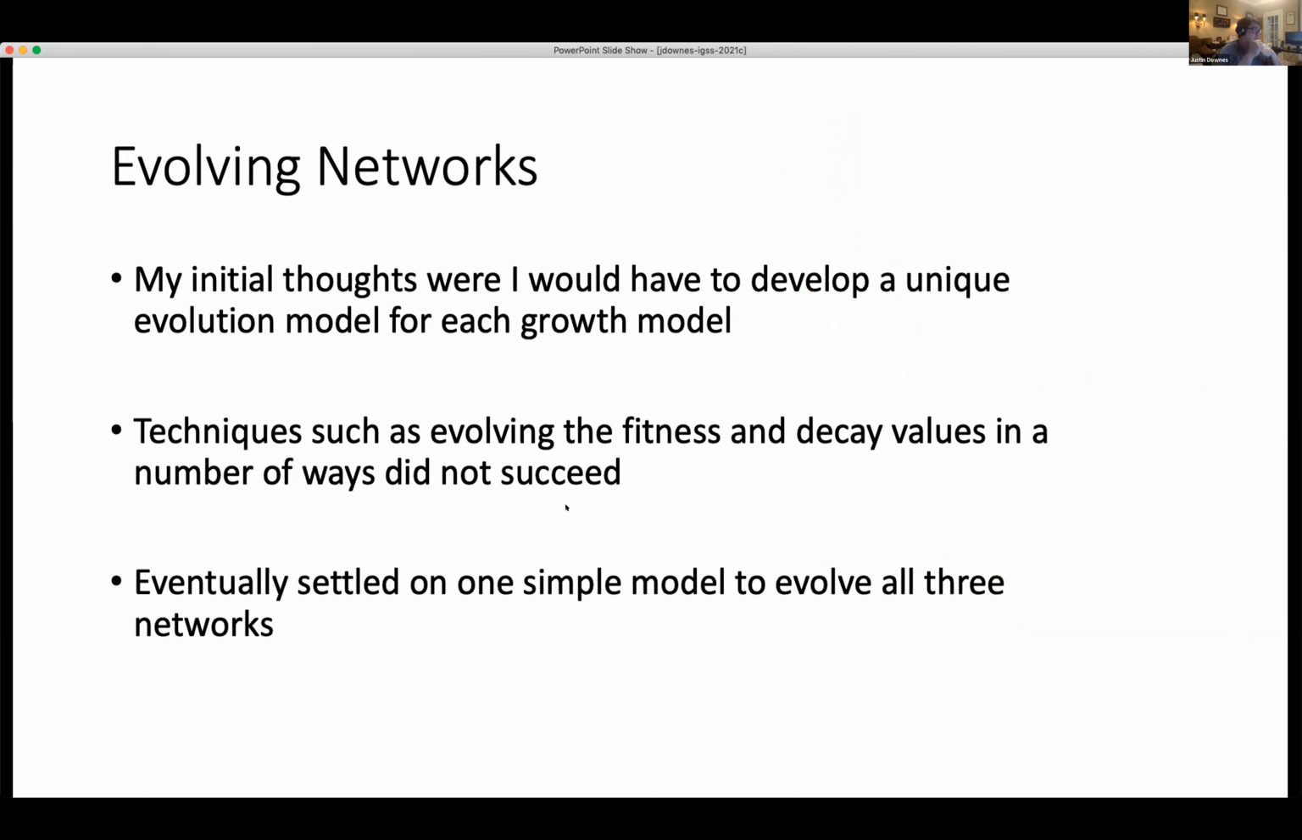So my initial work was to figure out a model to evolve these networks that still followed the same degree distribution. So where did I go wrong initially? I initially thought that each model would have to have its own evolution mechanism. Especially with the fitness function, I thought I would have to find a way to evolve a node's fitness function such that the degree distribution was maintained, or evolve the decay function as well in a similar technique.